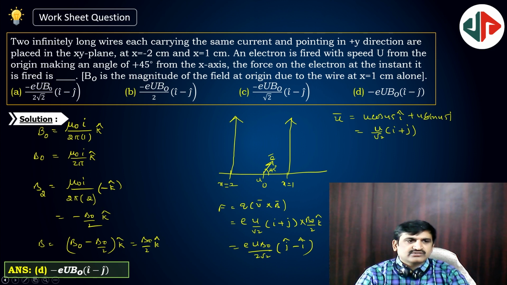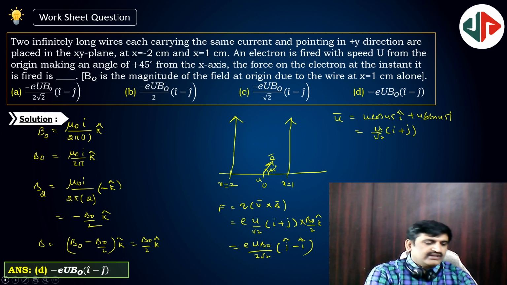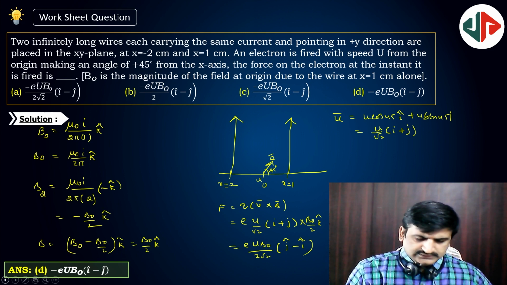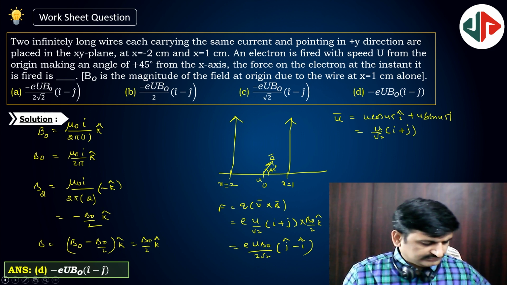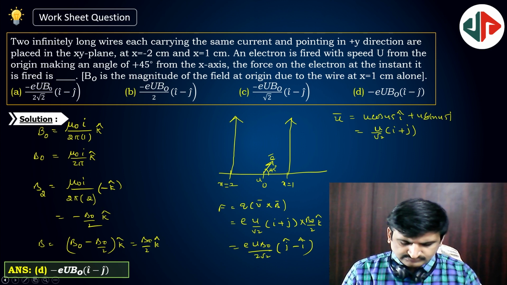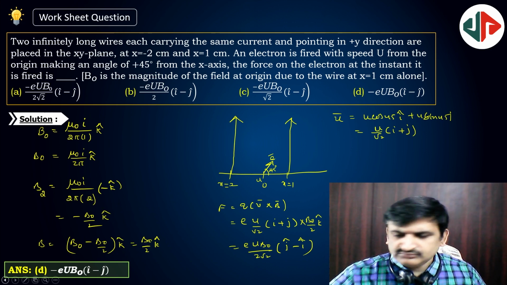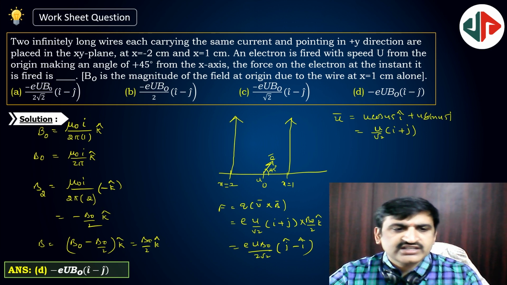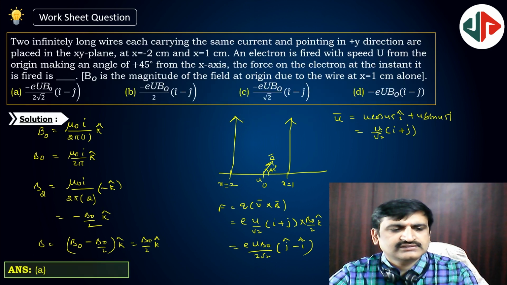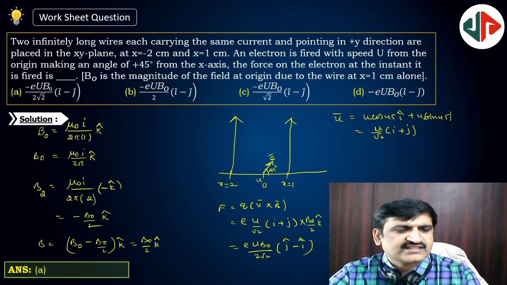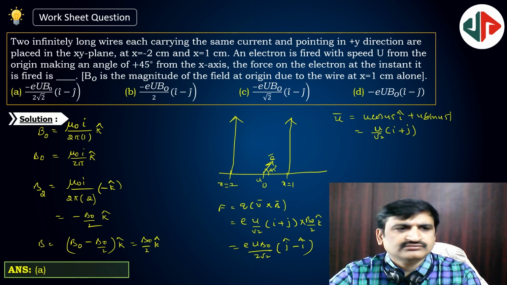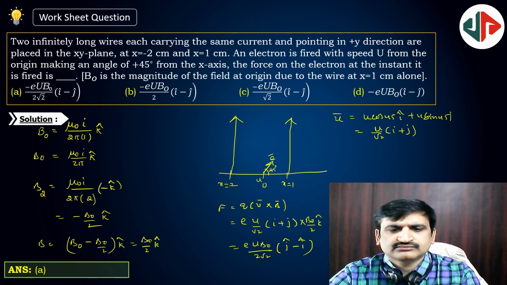Minus i minus j. Oh, it's printed wrong, maybe a typing error. Let me check the question number. Okay, it's correct only. Just a minute, I'll change it and continue. Yes, option A. Next. Okay, let me continue.